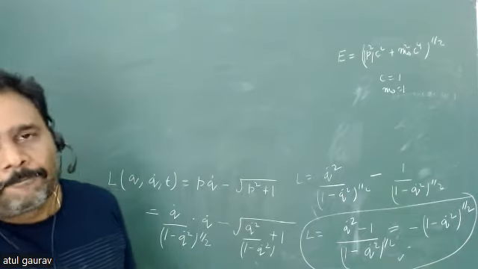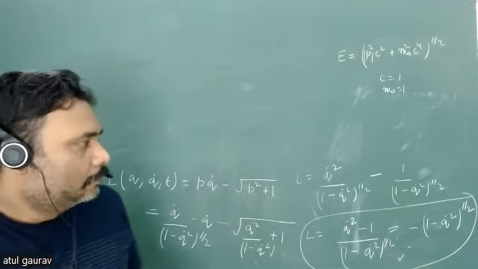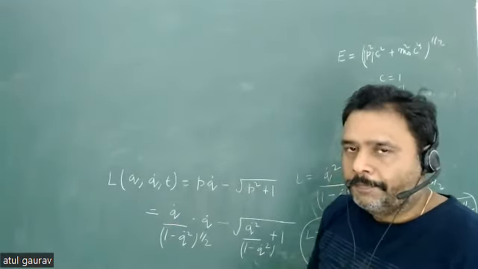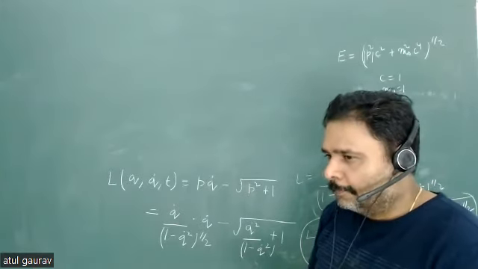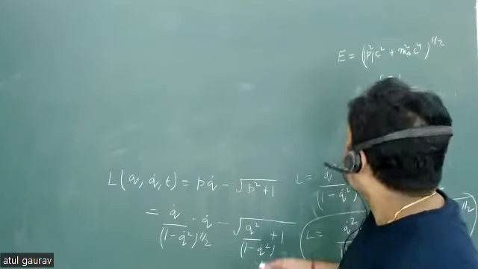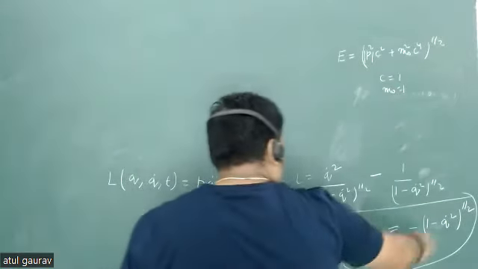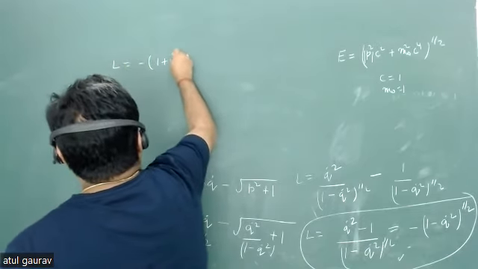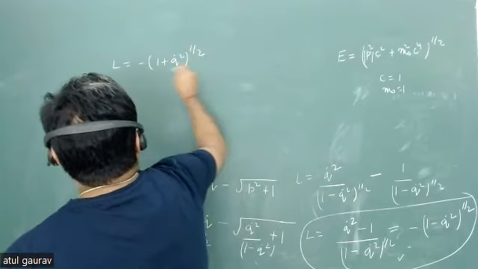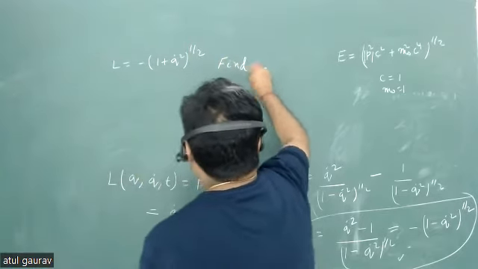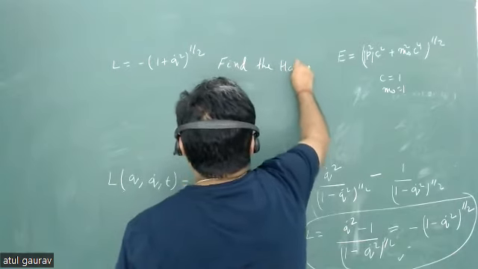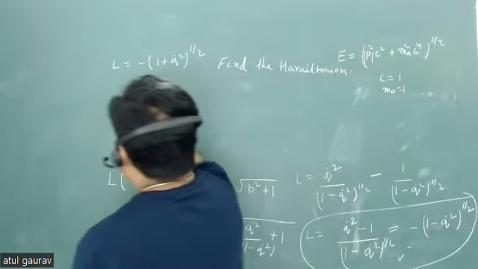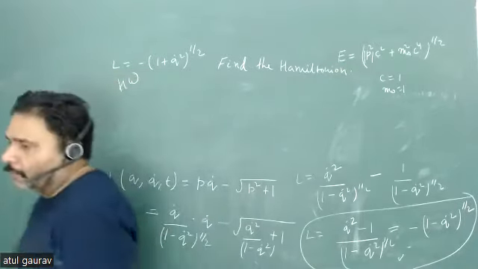ठीक है? Yes, sir. है ना? So always take care of this particular thing. चलो, so let's go for next problem. ठीक है? Yes, sir. So अब मैं आपके लिए होमवर्क दे दूं, नेक्स्ट होमवर्क दे देता हूं. So if this is my Lagrangian of a system, and what is Lagrangian? 1 plus q dot square to the power half, find the Hamiltonian. This is your homework. Okay, and we will go for next problem.